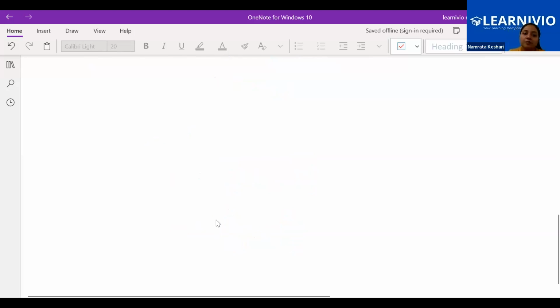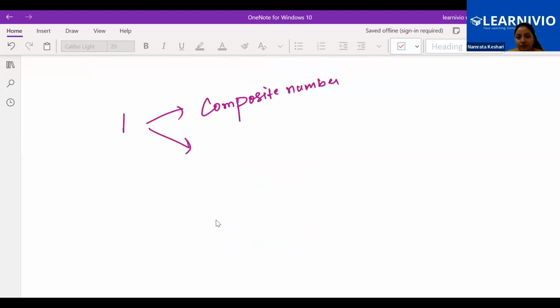Now what about 1? Is 1 a composite number or a prime number? Ma'am, it is both. Yes, Harshit, what did you say? Ma'am, it is both. You are saying it is composite and prime? Yes, ma'am. Okay, you are saying it is both.